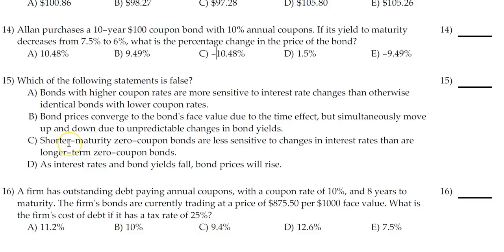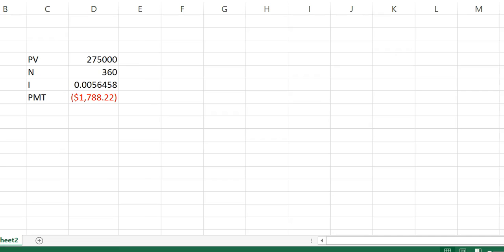All right, let's look at question 14. Alan purchases a 10-year $100 coupon bond with 10% annual coupons. If its yield to maturity decreases from 7.45% to 6%, what is the percentage change in the price of the bond? So this one is easy to do in Excel. So let's take a look.